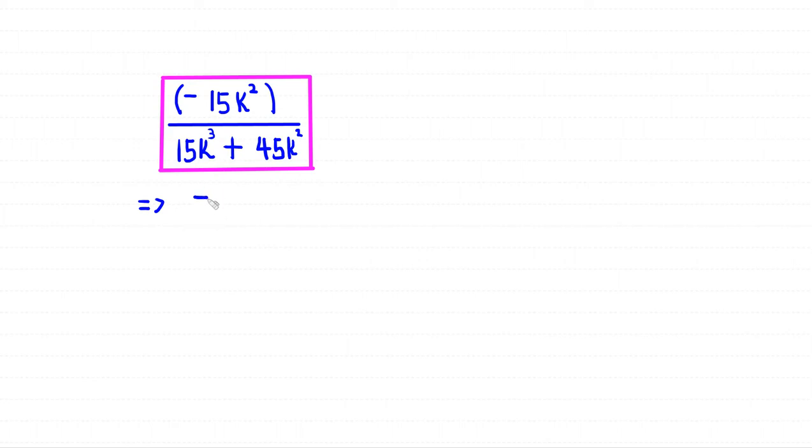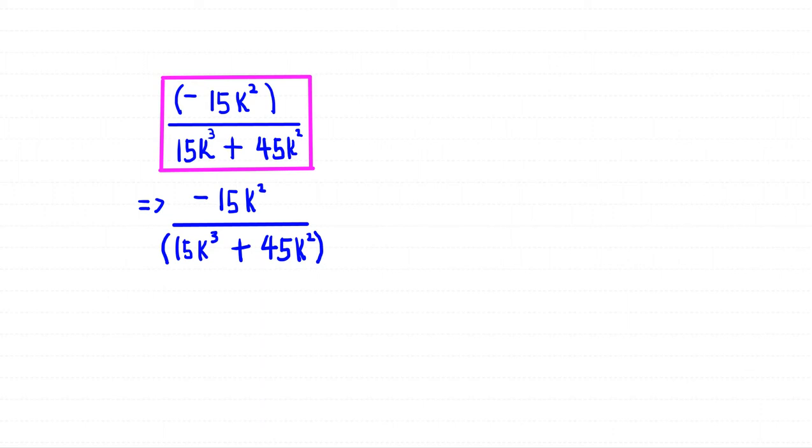So the question is negative 15 times k squared over 15 times k to the third power plus 45 times k squared. And I'll use brackets in the denominator so it's not confused with the numerator.